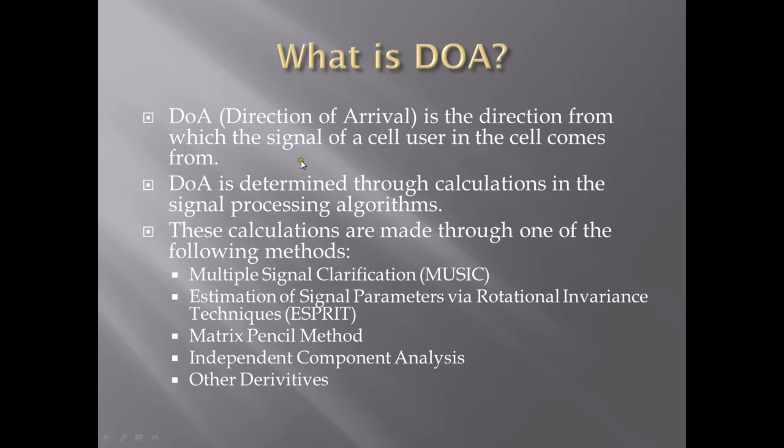So what is DOA? DOA, or direction of arrival, is the direction from which the signal of a cell user in the cell comes from. DOA is determined through calculations in the signal processing algorithms at the base station. These calculations are made through one of the following methods: multiple signal classification, or MUSIC, estimation of signal parameters via rotational invariance techniques, or ESPRIT, matrix pencil method, independent component analysis, or other derivatives.